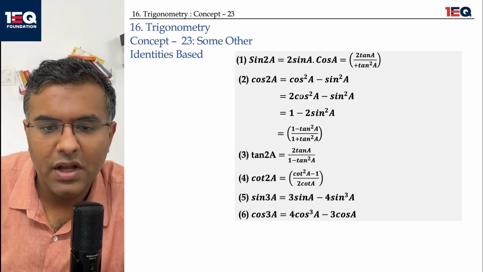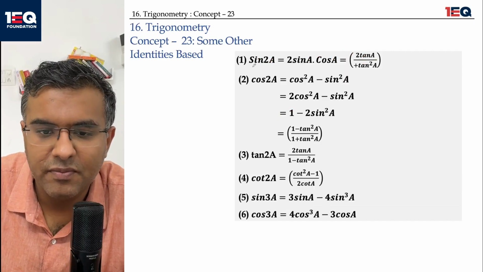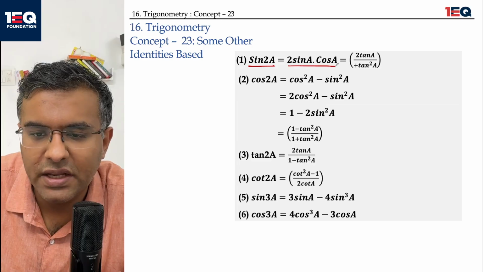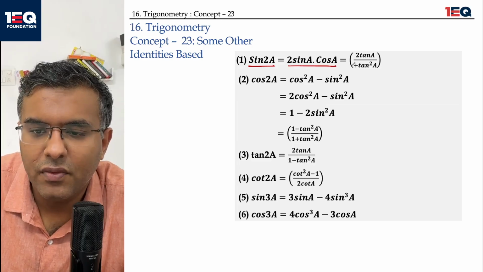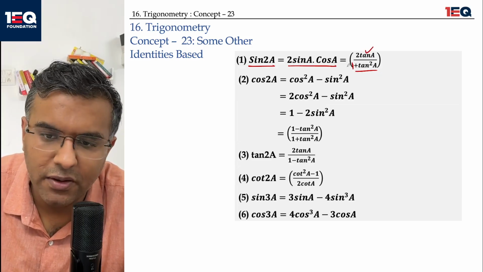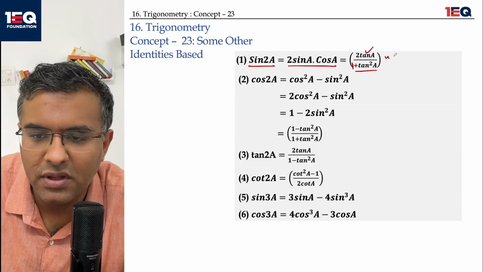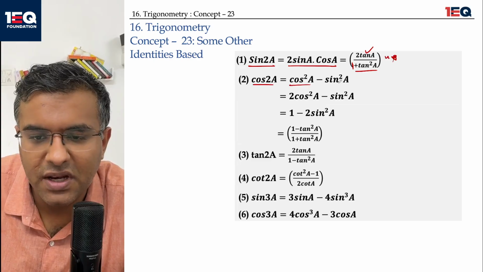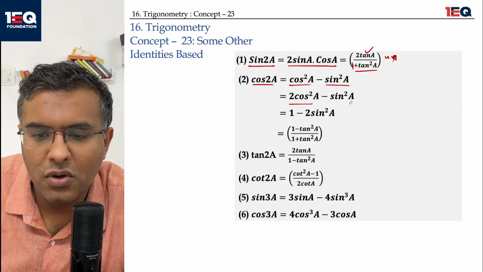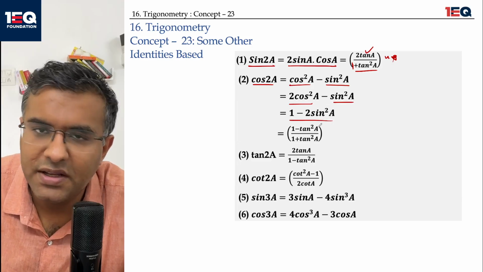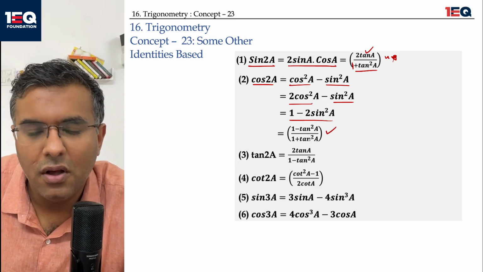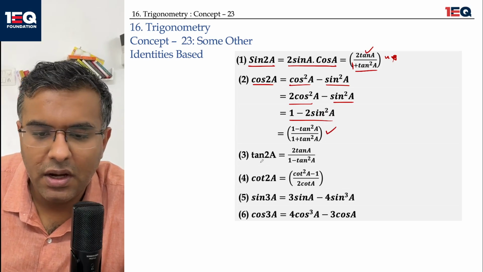Moving forward, I have some more identity based questions. The formula sine 2a is 2 sine a cos a, which is 2 tan a whole upon 1 plus tan square a. You need to remember this by heart. This is very important. Then cos 2a is cos square a minus sine square a, or 2 cos square a minus 1, or 1 minus 2 sine square a, or finally 1 minus tan square a whole upon 1 plus tan square a.